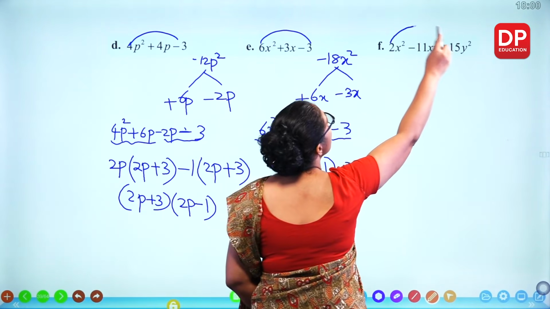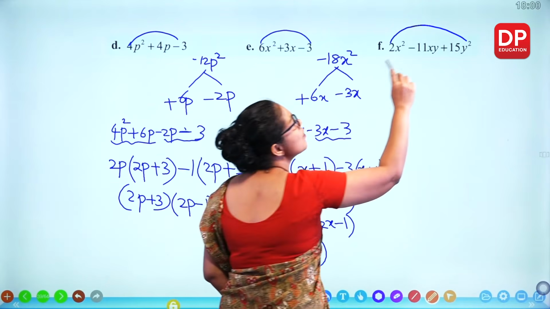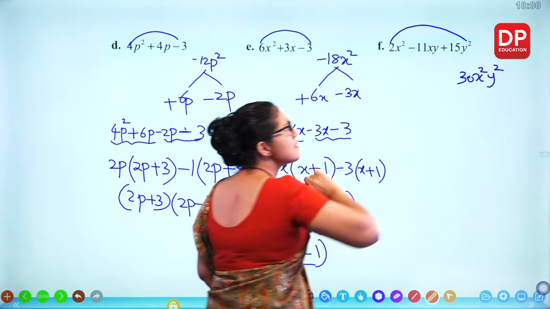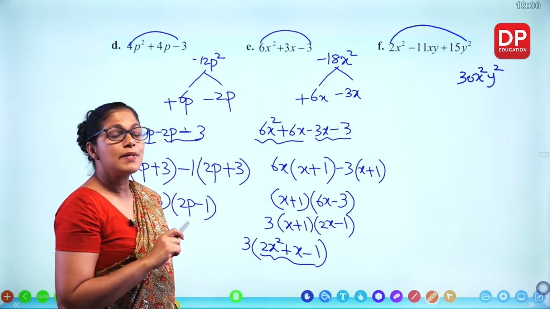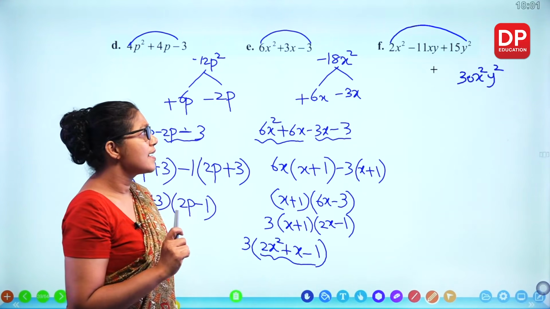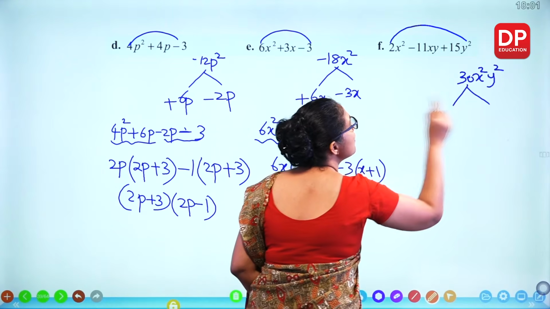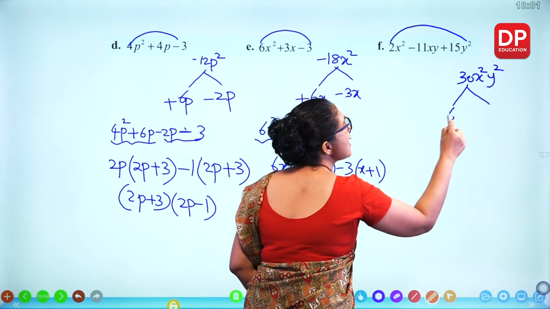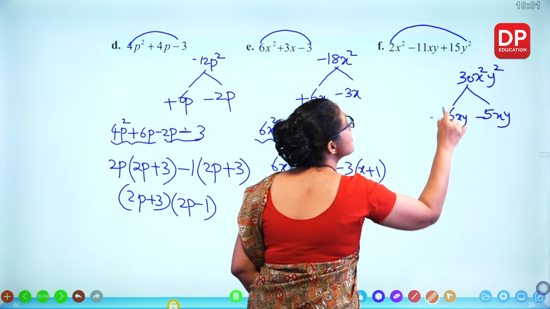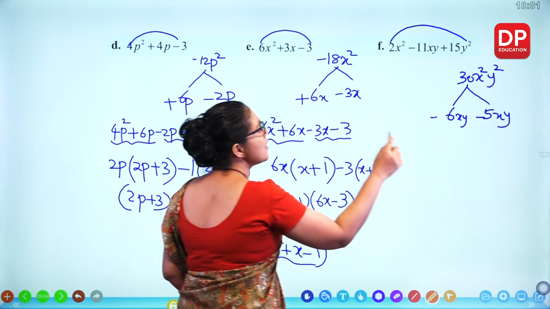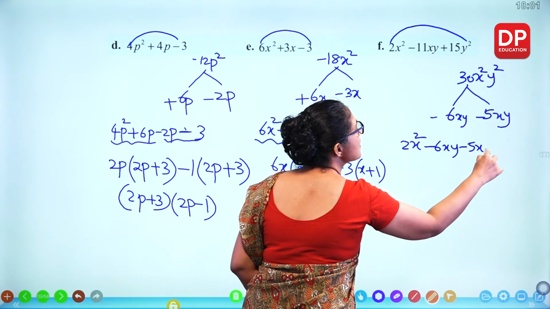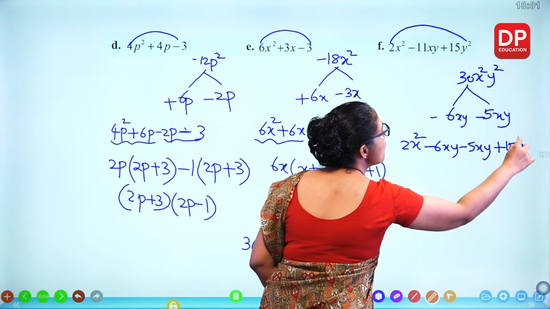Here again multiply these two, you get 2 times 15 is 30 x squared y squared. Now the last term is positive and the second term is negative. Last term positive means the factors are negative. So we'll find out what are the factors of 30. You get 6 and 5 and both should be negative because the middle term is negative. So here split the middle term into minus 6xy and minus 5xy and try to factorize.